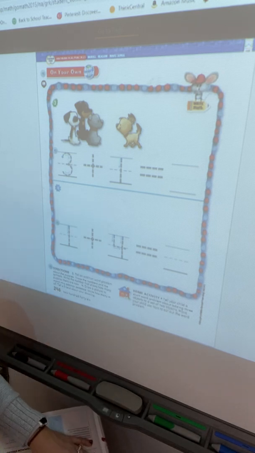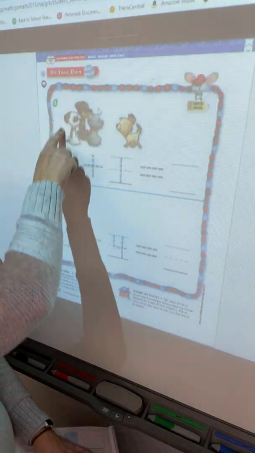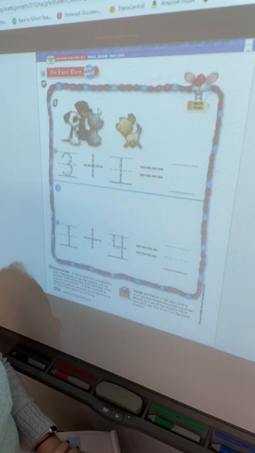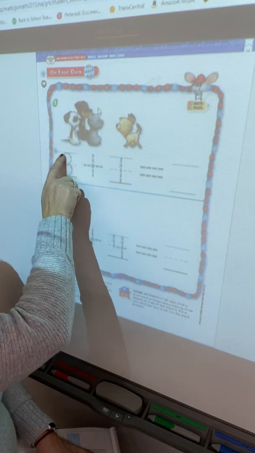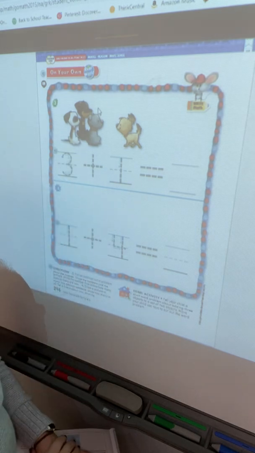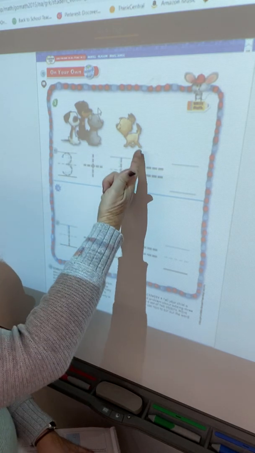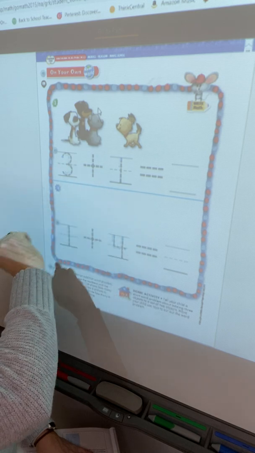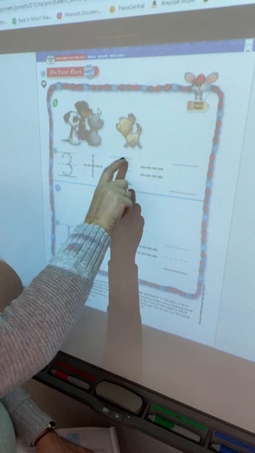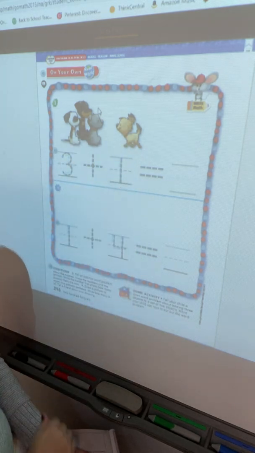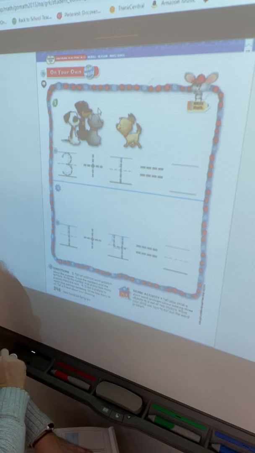Oh, look at these puppies. Miss Vogel loves puppies. How many puppies do we see here? There are 3. 1, 2, 3. So go ahead and trace your 3. Another puppy wants to join them. How many puppies? Just 1. So trace that 1.